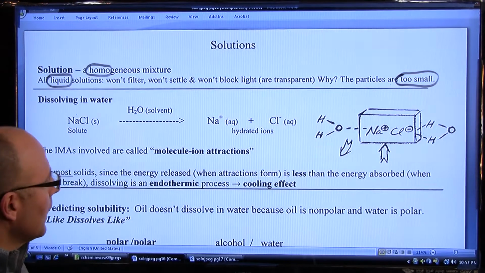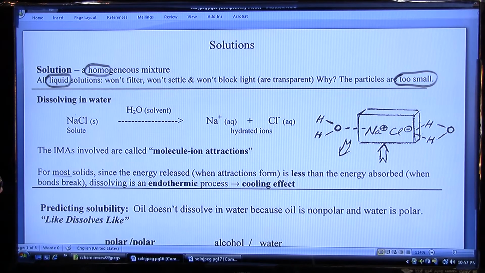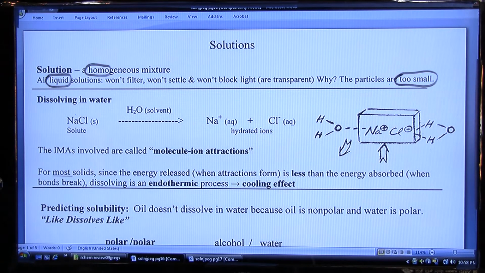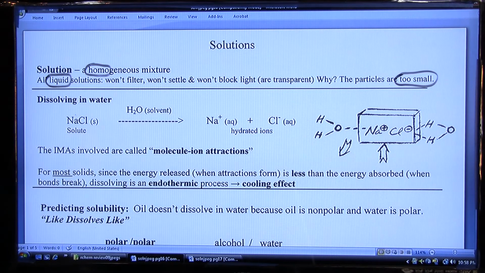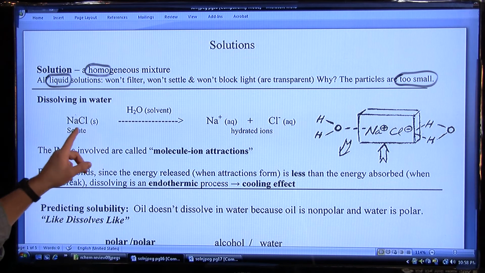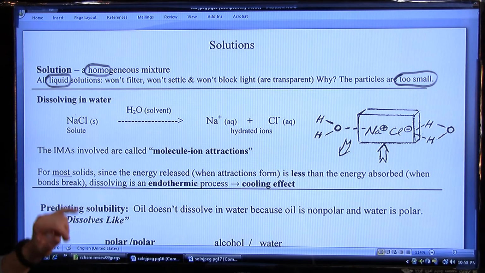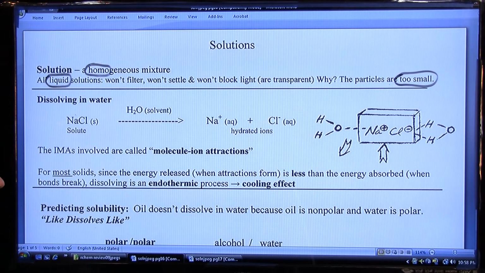Now let's go over the equation for dissolving, in this case sodium chloride in water. The same format would apply for anything that dissolves in water. You begin with the solute on the left side, the sodium chloride as a solid. If we're dissolving solid solutes, you put the S here, and then the water over the arrow is the solvent, since we're talking about aqueous solutions.